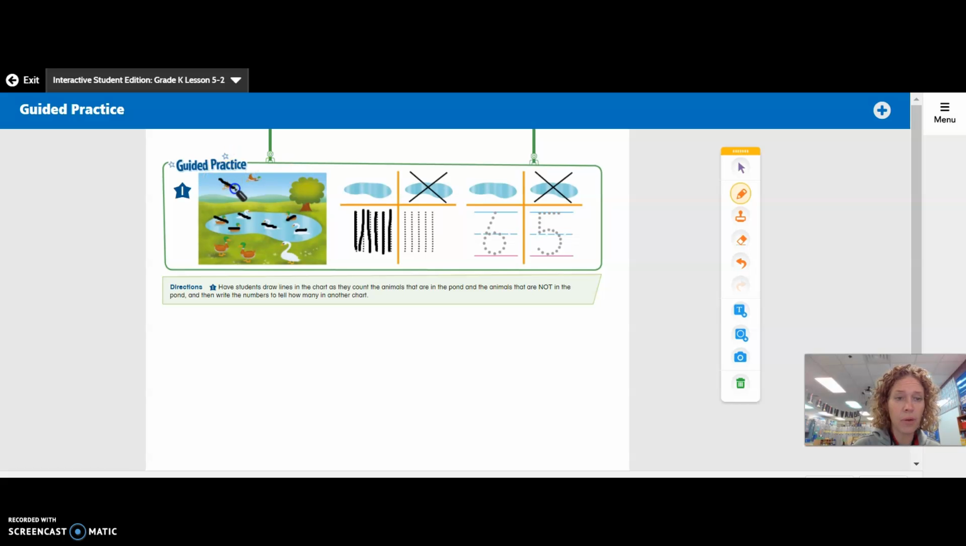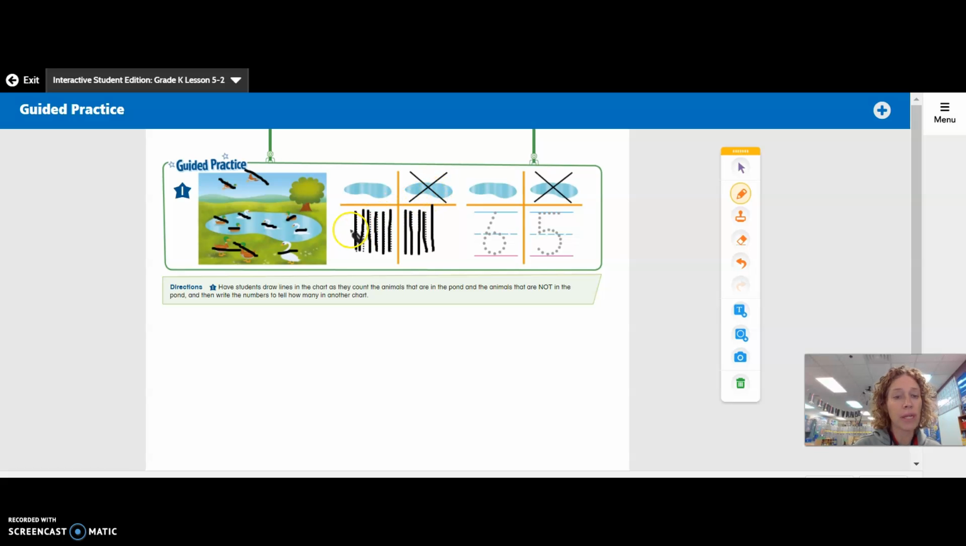Okay, so now I'm going to count and cross out how many are not in the pond. Okay, so I'm going to cross this one, not in the pond. 1, 2, 3, 4, and the last one, 5. Okay, so that's one way to show how many are in the pond and how many are not.